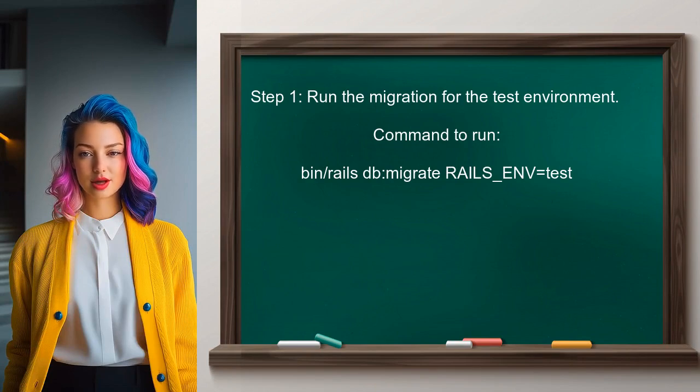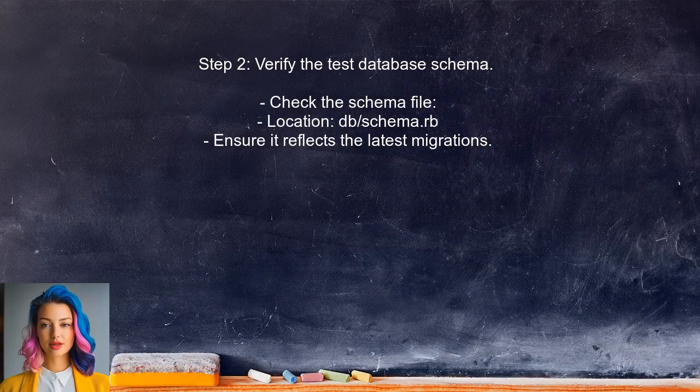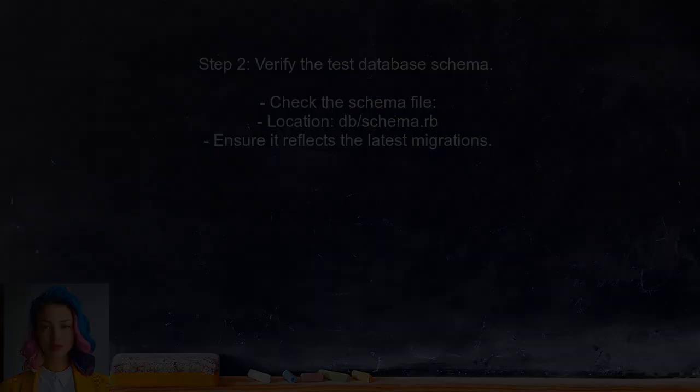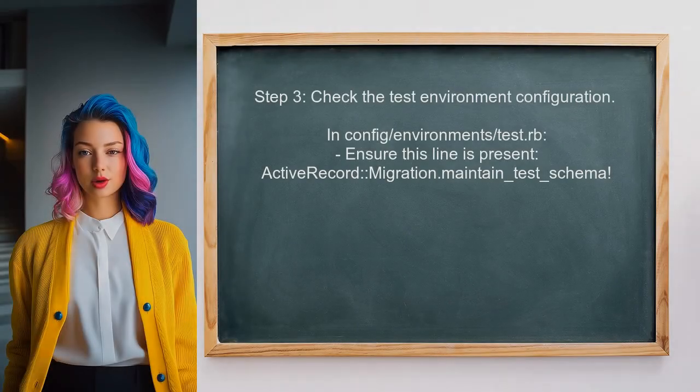To resolve the issue of pending migrations, the user should first run the migration command specifically for the test environment. This ensures that the test database is up to date with the latest schema changes. After running the migration, the user should verify that the test database schema is now in sync. This can be done by checking the schema file in the test directory. Next, the user should ensure that the configuration in the test environment is set correctly. The configuration file should allow for migrations to be maintained before tests run.